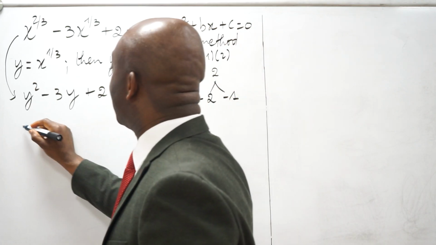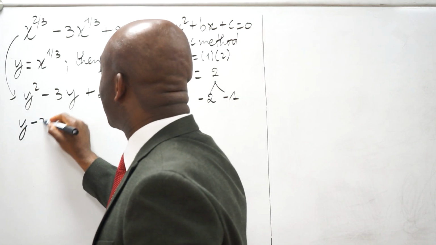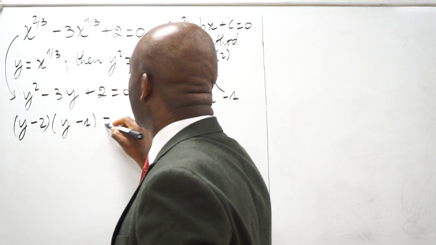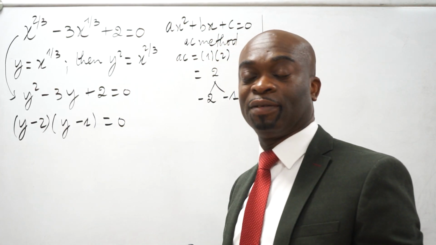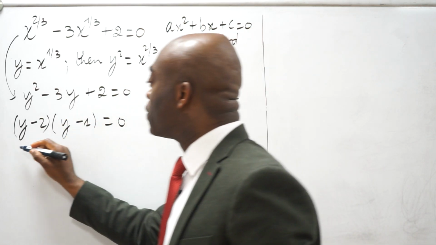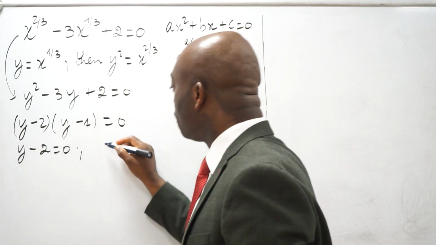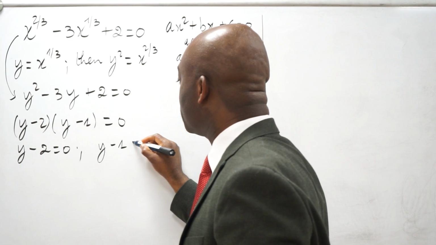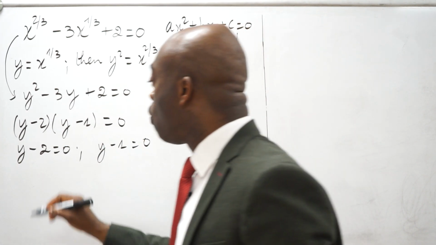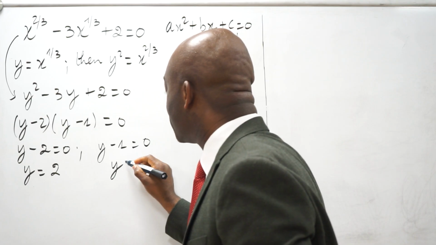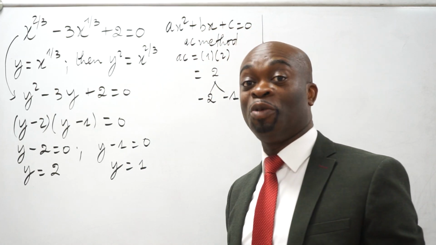All right, so let's go. By the time we get there, we're done: y minus 2, then y minus 1 equals 0. That's how we factor it. So we have y minus 2 equals 0, and then y minus 1 equals 0. When we solve for y, y here is going to be equal to 2, and then y here is going to be equal to 1. Are we good with me?